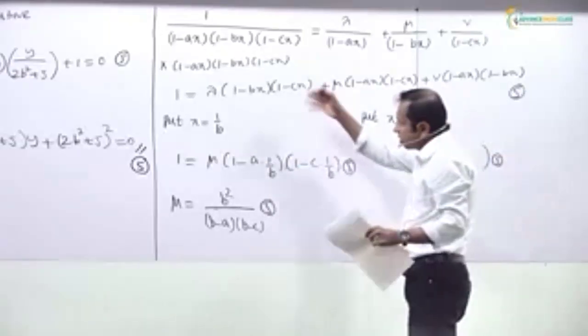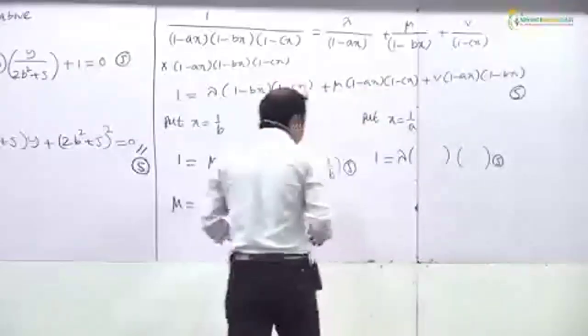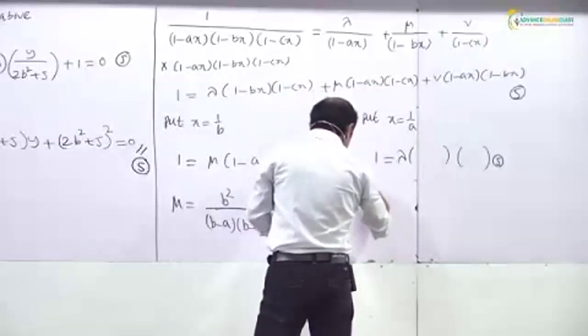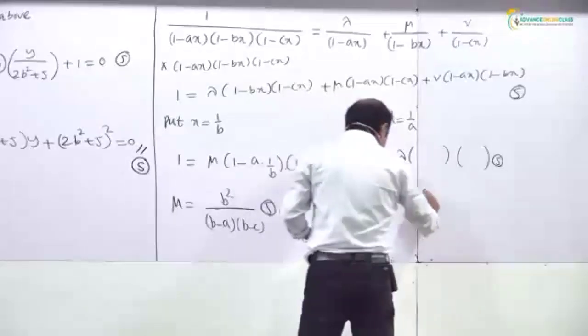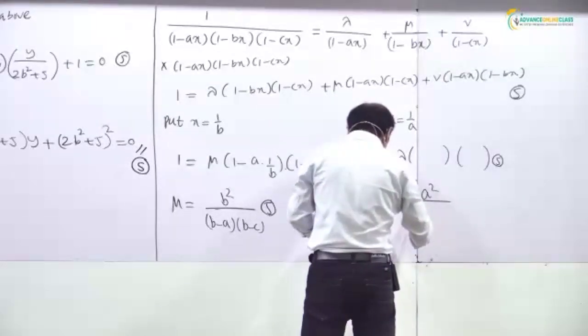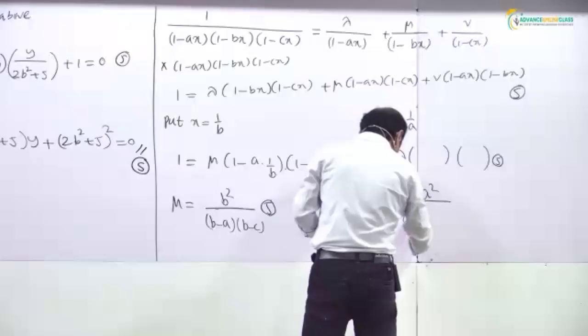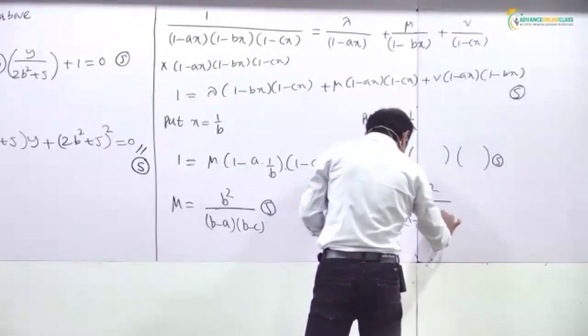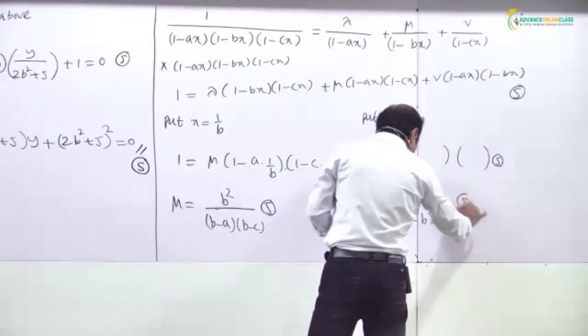I'm not going to write the substitution, but you can write. Then the answer for lambda coming is a squared over a minus b, a minus c. For this another 5 marks.